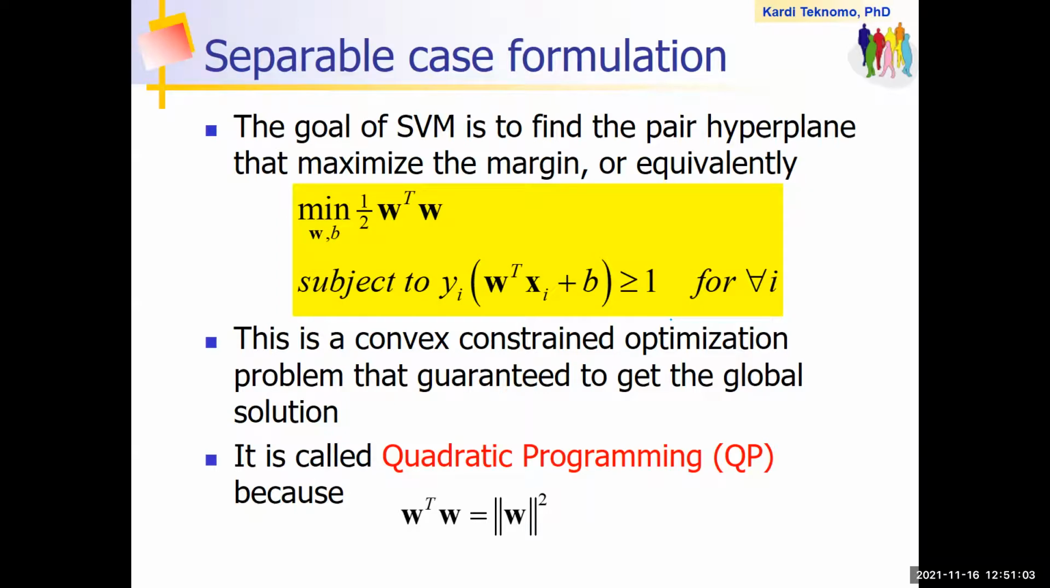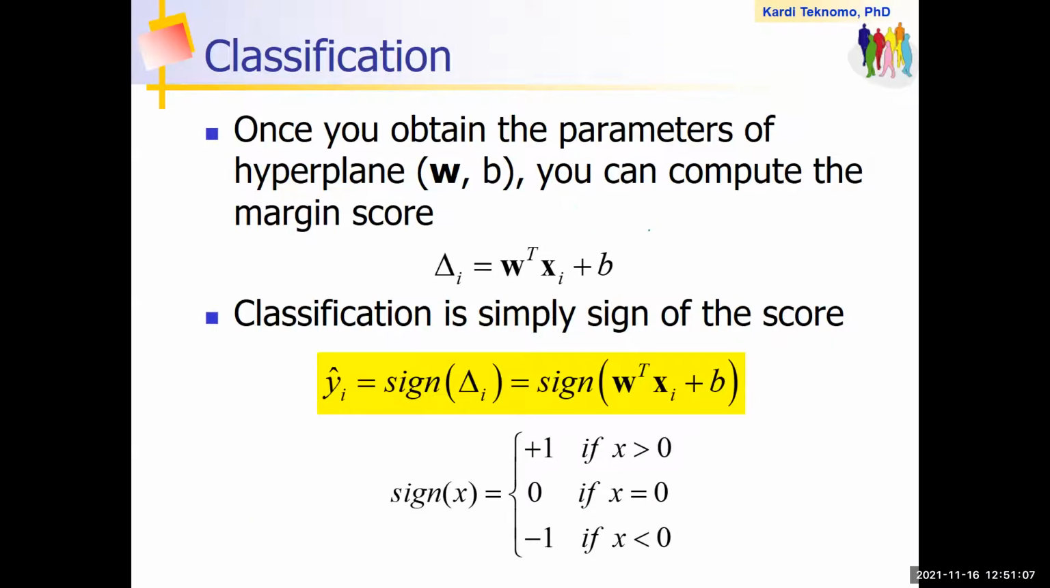Very easy. Once you get the parameters of the hyperplane, which are W and B, you can compute the margin score, similar to LDA, remember? Then classification is simply the sign of the score. If you know W and B, and the new data point is X, you multiply this and you get the score. You take the sign of the margin score and you get the classification. Remember, the classification is only binary, positive or negative.